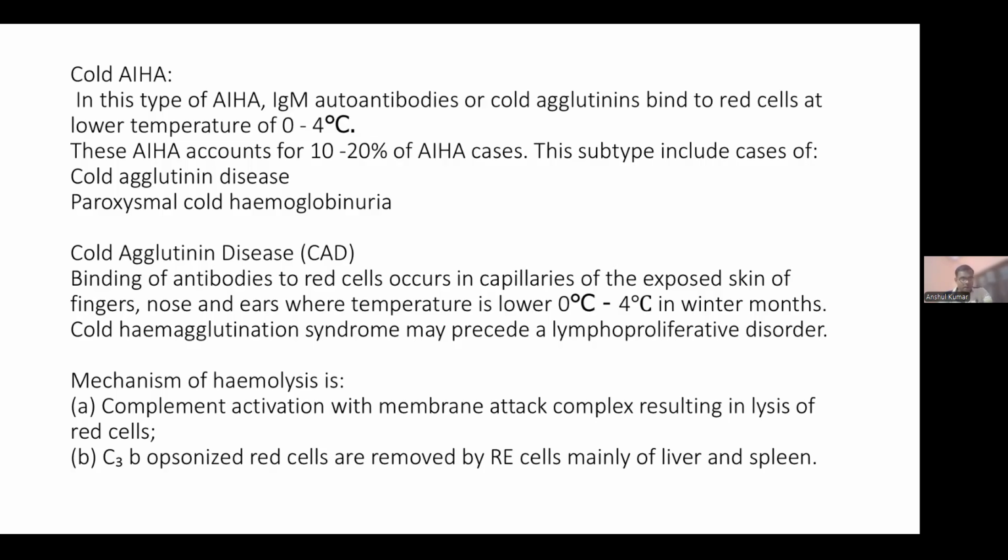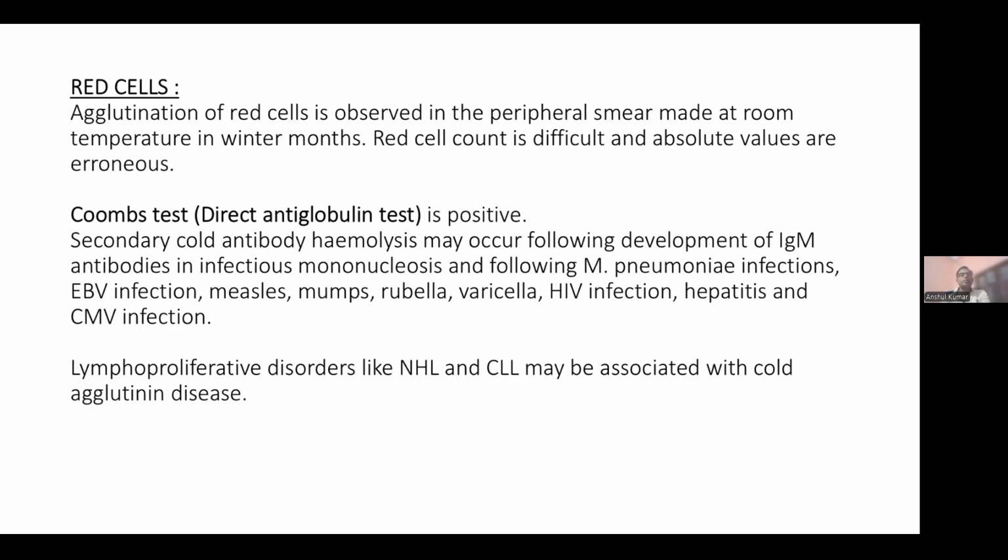And idiopathic CAD is observed in older patients, greater than 60 years of age. There is a mild chronic hemolytic anemia with episodes of hemolysis in December and January in India. The mechanism of hemolysis is complement activation and C3b opsonized red blood cells. Next, the agglutination Coombs test is positive.